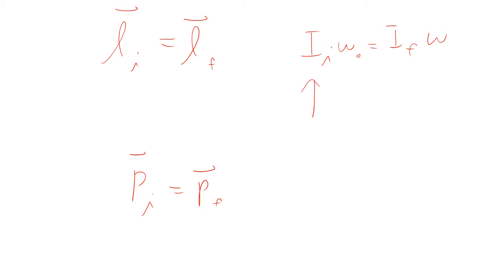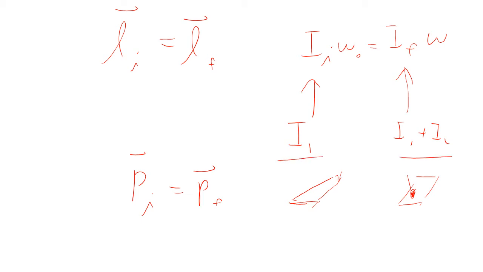So I initial is going to be just I1, the I of the rectangular block. I final is going to be I1 plus I2. While I initial is just the rectangular block, at the end it's going to be a rectangular block with the hemisphere stuck to it. So all we've got to do is find these I's, and then it's pretty simple. So omega is going to be I initial omega naught divided by I final.